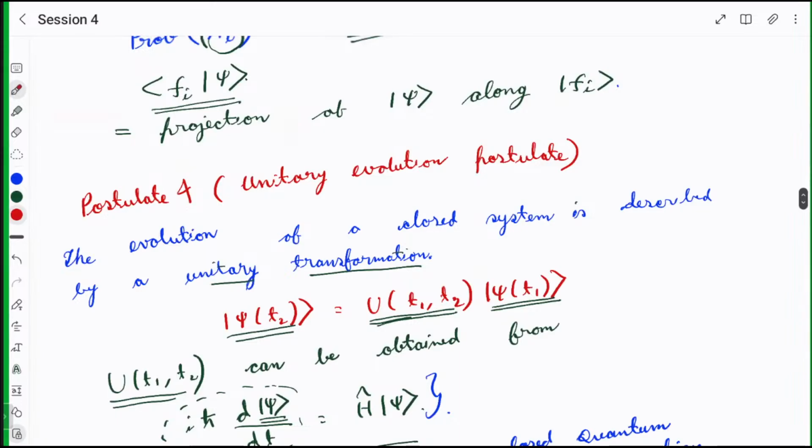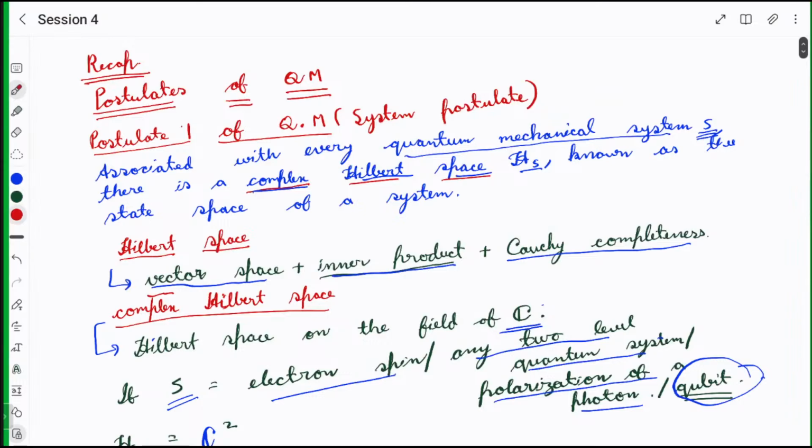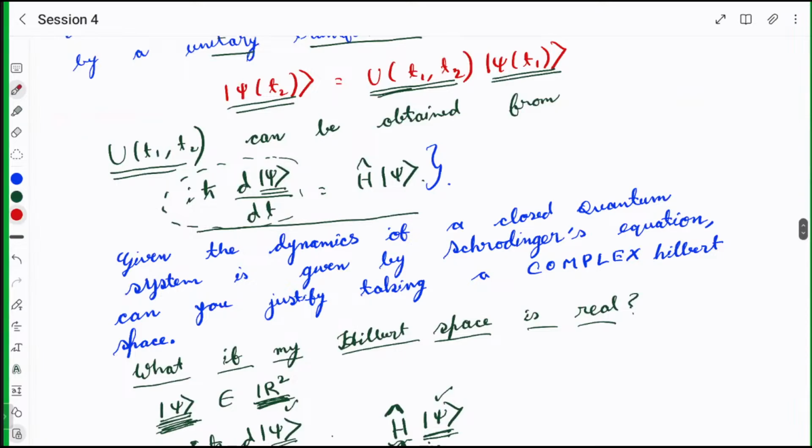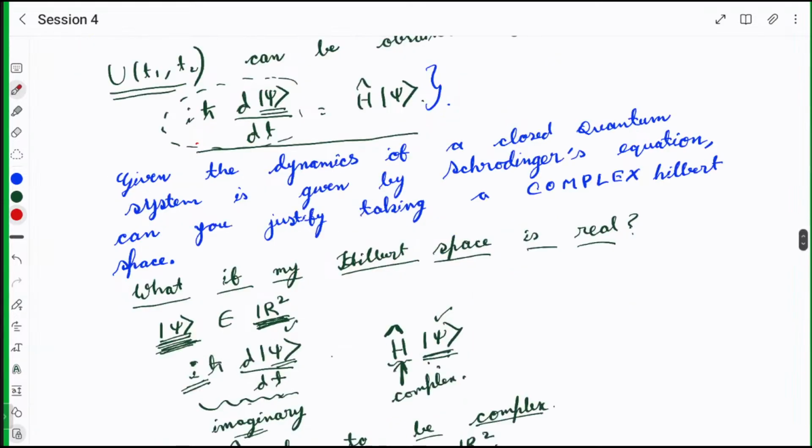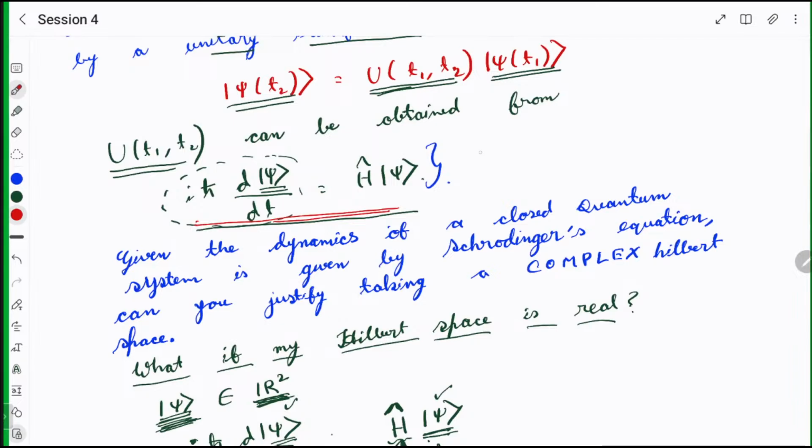What I was trying to show you is that the postulates are self-consistent, as in introducing the Schrodinger equation does not mess with my first postulate, which is the complex vector space postulate, the system postulate. Is that okay? And Ajay asked how to find the unitary operator. You can find it from the Schrodinger equation. Last time I told you that if H is time independent, then you can find the unitary very easily. It will just be e to the power minus something like this.